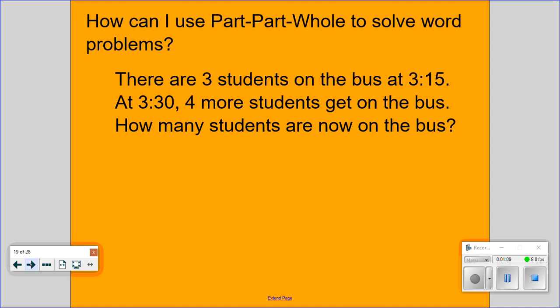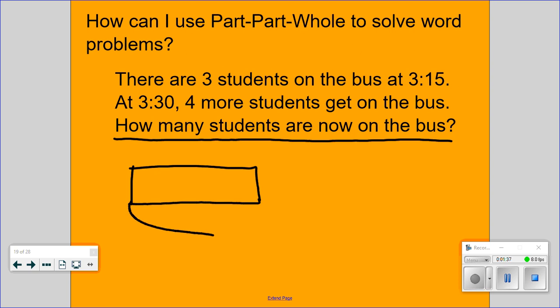So the problem reads, there are 3 students on the bus at 3:15. At 3:30, 4 more students get on the bus. How many students are now on the bus? If I'm looking at my question portion of this word problem, it's going to help me determine what it is I'm supposed to be counting and solving for. How many students are now on the bus? That tells me I'm going to be looking at students. That's what I'm counting. So I'm going to go ahead and draw my bar model.